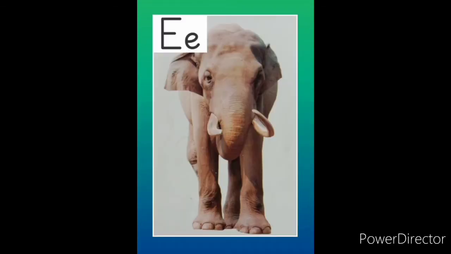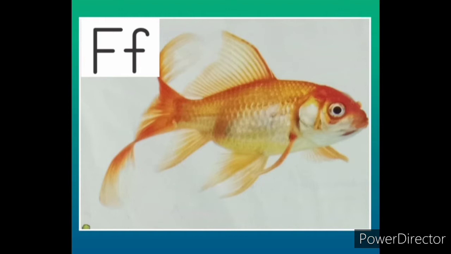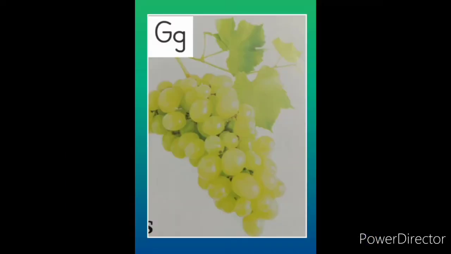E. Capital E, small e, Mama E, baby E. E for elephant. What comes after E? F. Capital F, small f, Mama F, baby F. F for fish. What comes after alphabet F?